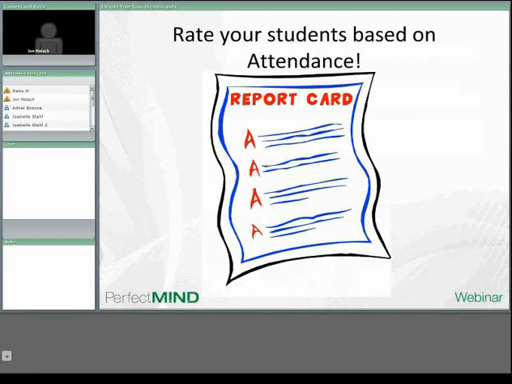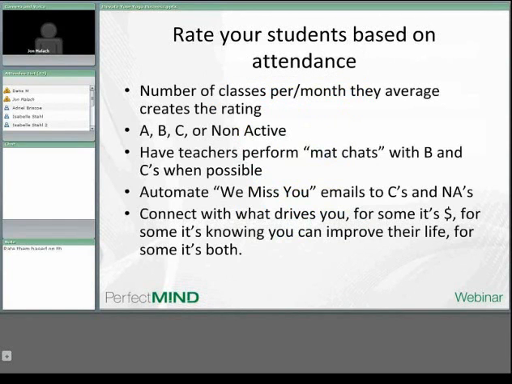their ability. We're not in grade school. What we're rating them on is based on attendance. That's it. So let me go through it here. Track the number of classes per month that they average, and then take a step back and ask yourself, for your yogis, what is an average attendance per month?